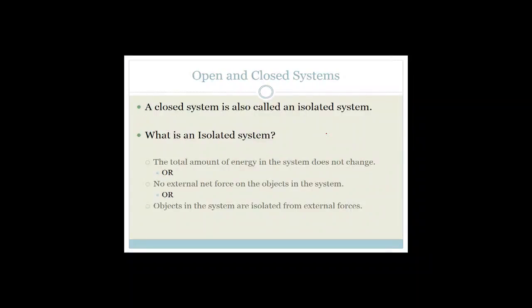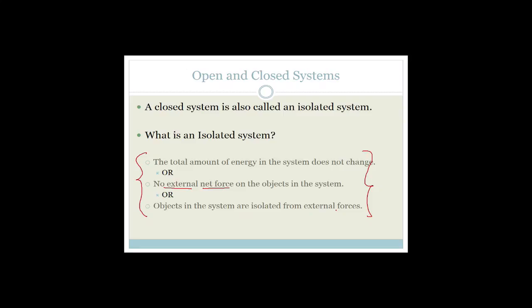So a closed system is also called an isolated system. Okay, and that's important. It's an isolated system. So here are the three definitions that you can use to explain an isolated system. Either you can say the total amount of energy in the system does not change, so in other words, your energy before a reaction or something has to equal the energy after, or you can say there's no external net force on the objects in the system, or you can say the objects in the system are isolated from external forces.